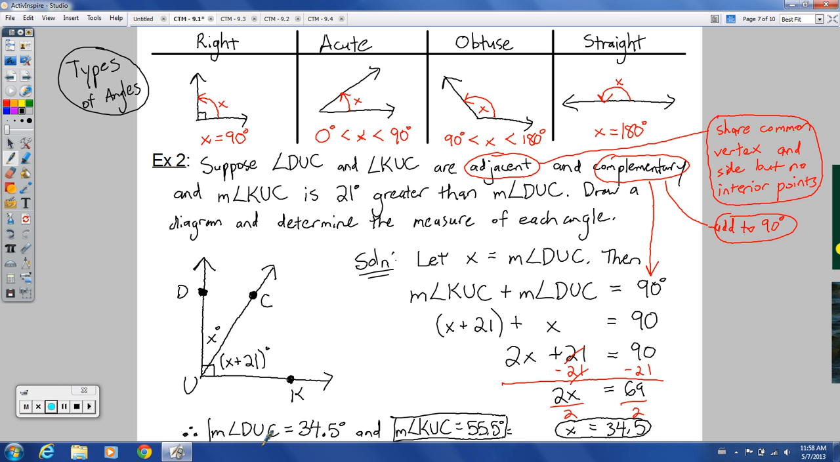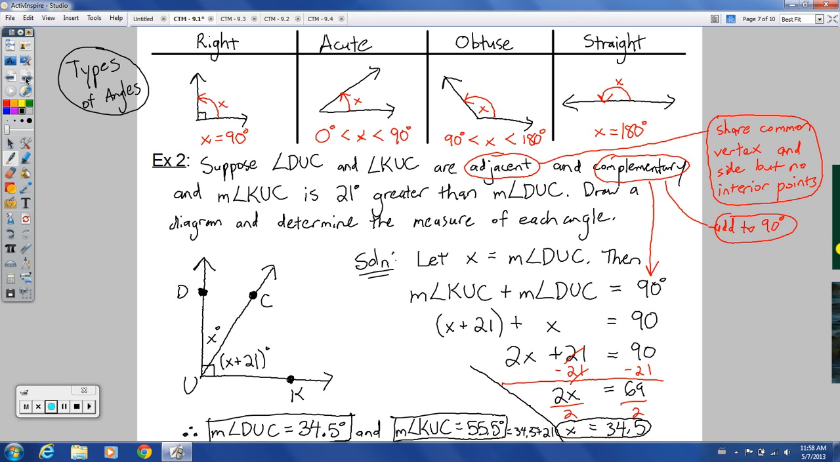And this is the other part of our final answer. And this was just coming from 34.5 plus 21. So let me separate that there. So got to this first, and then therefore that and that are the angle measures.